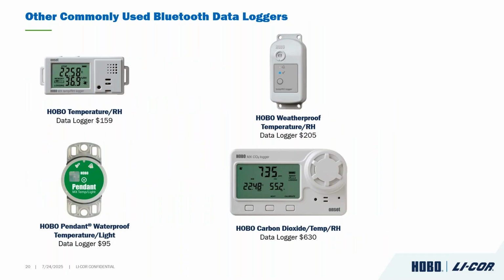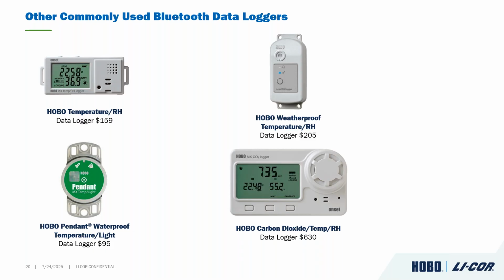Looking at a few other commonly used Bluetooth data loggers, we have our MX1101 temperature and relative humidity logger. This is frequently used for museums, whether it be art, artifacts, or anything else, to be able to easily view the environment around them. Also frequently used for wood floor warranty monitoring. When you first install that hardwood floor, you want to make sure that the proper environment it's being stored in, you'll easily be able to tell if that warranty is voided.